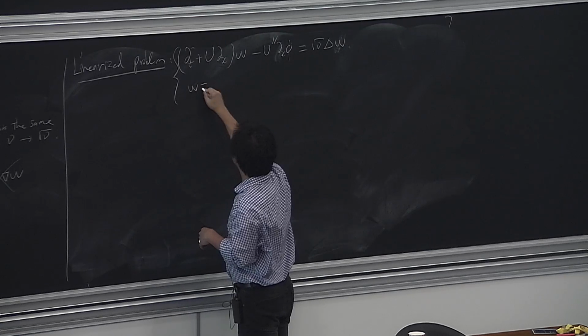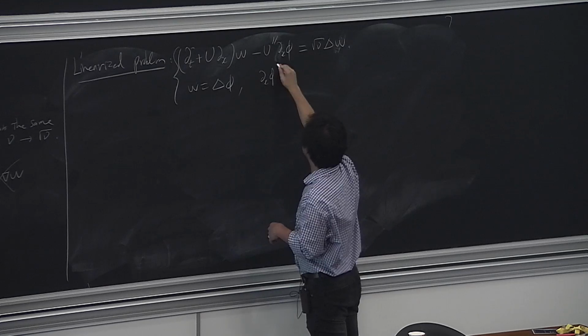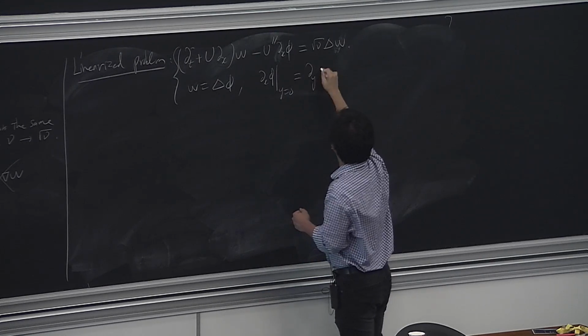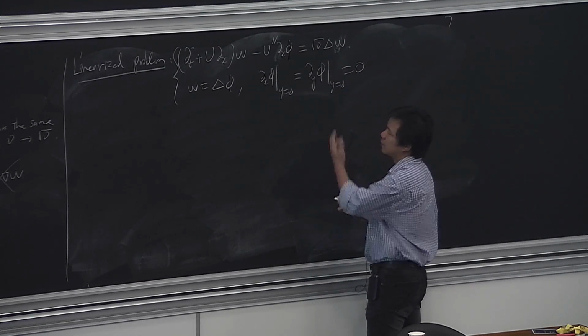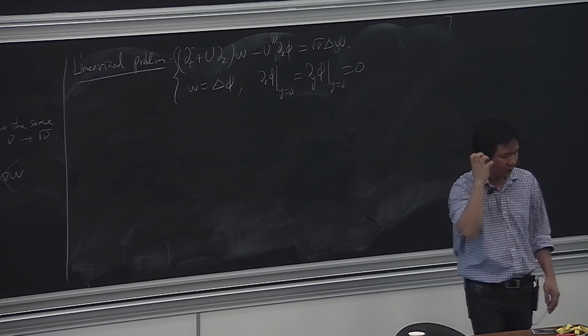Now, okay, so omega is the Laplacian of phi, and the boundary conditions I'm going to take are just the no slip conditions, equals 0, equals 0. Okay, so this is the linearized problem. Just to understand that.